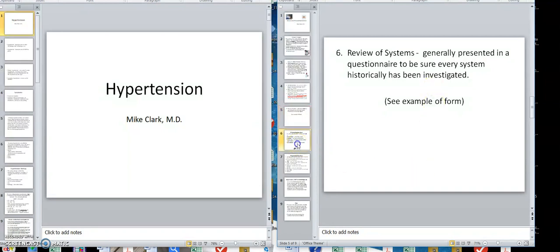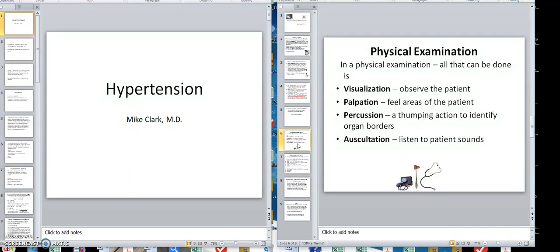All right. Then we go to what we call the physical exam. The only things that the clinician can do on a physical exam is visualization. And actually you want to do that first before you even touch the person, because you can disturb things once you touch the person. Then you'll do palpation. That's to feel areas of the patient. Then you'll do percussion, a thumping action to identify organ borders. And then you'll listen to the patient, called auscultation.